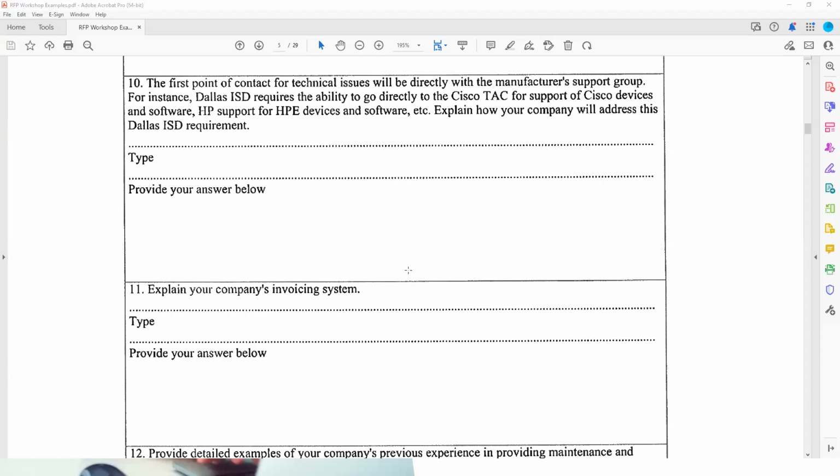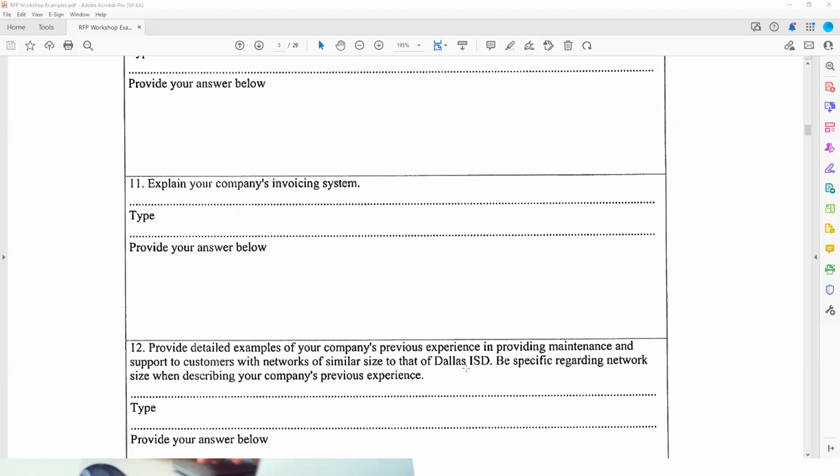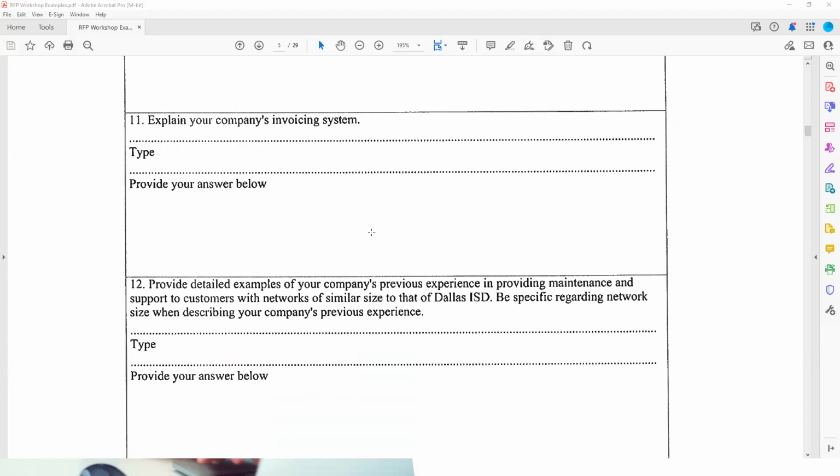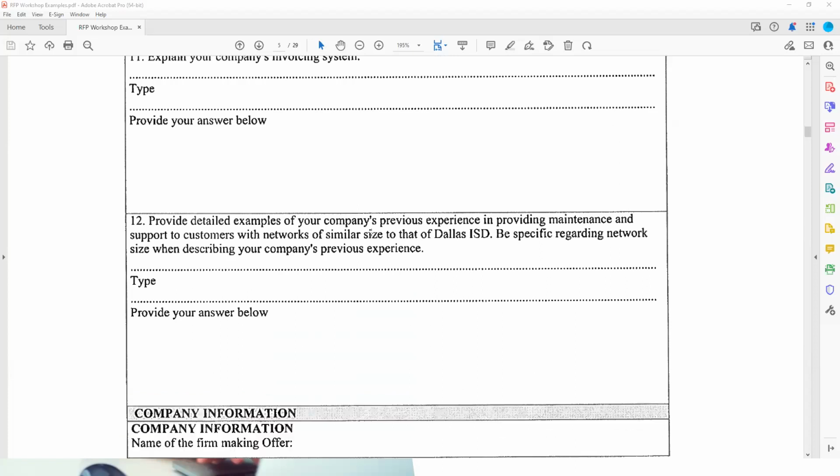Now, number 10 is saying the first point of contact for technical issues will be directly with the manufacturer support group, for instance, Dallas ISD. So I'm going to go to the question at the end. Explain how your company will address this Dallas ISD requirement. Again, Q&A, right? That's all these RFPs are for. And then you see responding to your answer below. Explain your company's invoicing system. Another part of our checklist. We've got to explain our invoicing system.